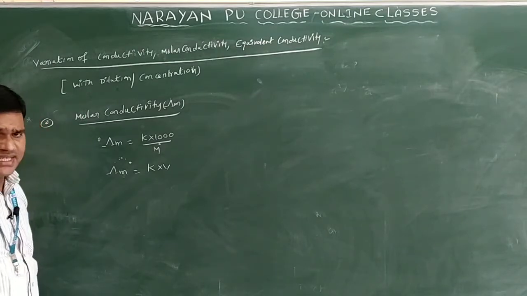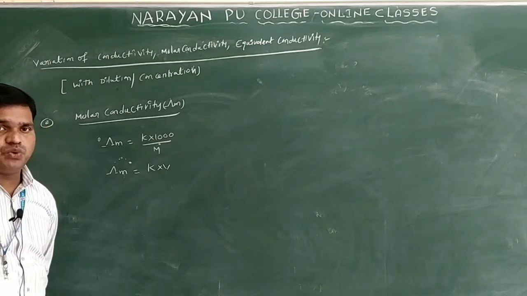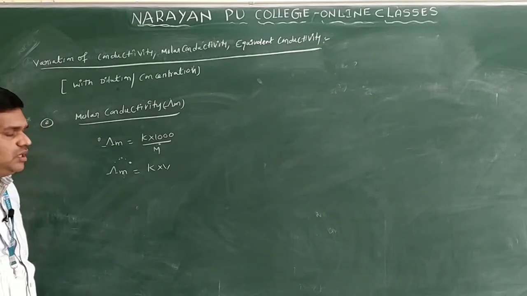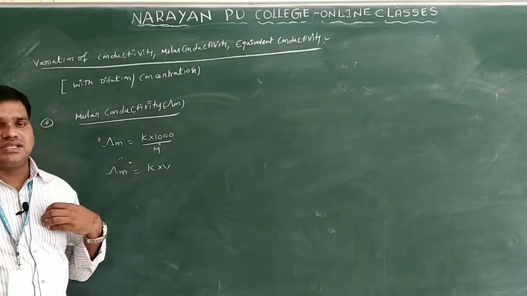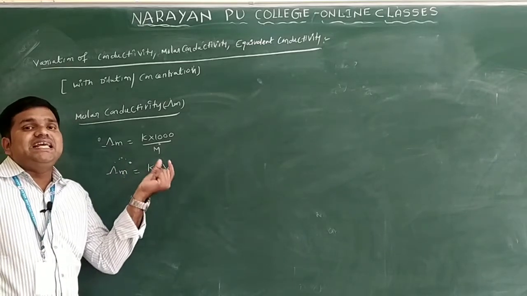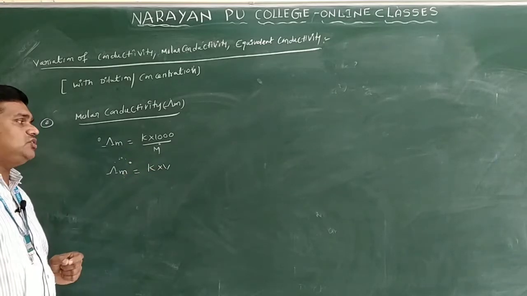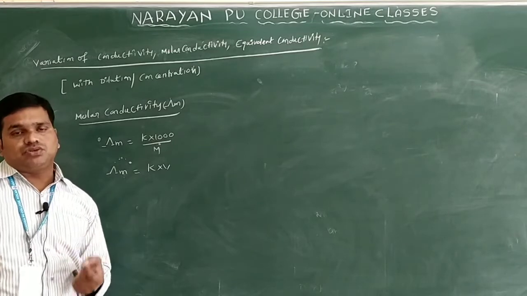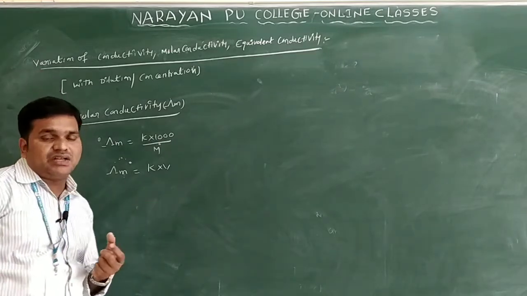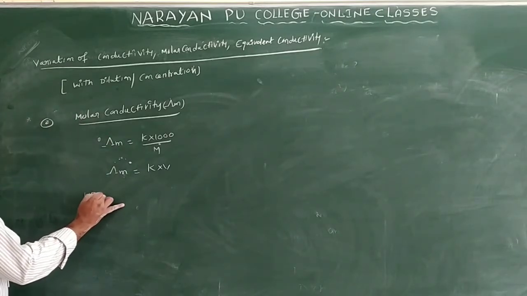Molar conductivity increases, but in general upon dilution, what about the conductivity? Conductivity decreases only, but the volume of the solution increases only. One decreases, one increases. The decrease in the conductivity is less when compared to the increase in the volume of the solution. So finally, upon dilution, the molar conductivity of the solution increases only.